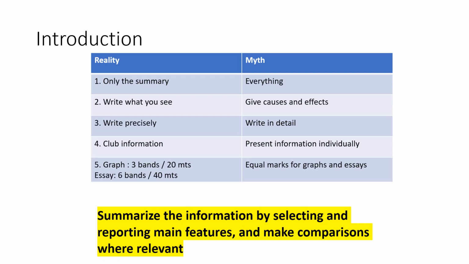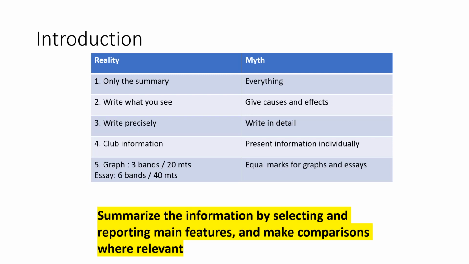Again, you are supposed to write what you see. So unlike an essay where you describe stuff and give examples, which are personal examples or some general examples, here you are supposed to speak only about the things which you see in the graph. So you are not supposed to add any information on your own. You are supposed to very precisely describe what you see there in the graph. As I already said, you are supposed to be very precise. So you are not supposed to write in detail. You are supposed to write in a very precise manner. Club the information or combine the information.